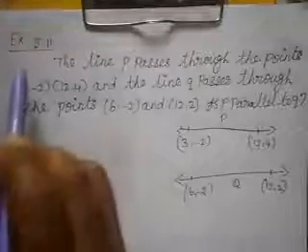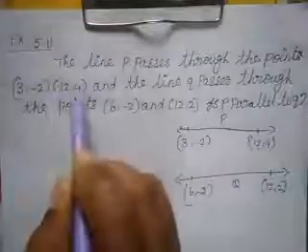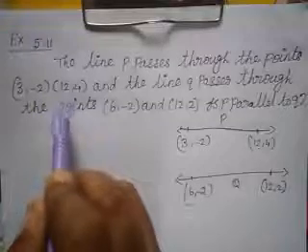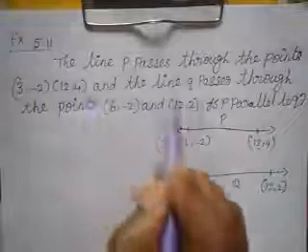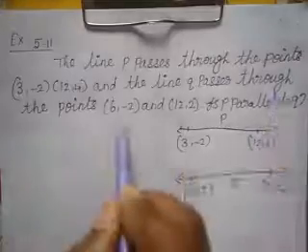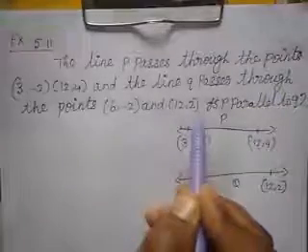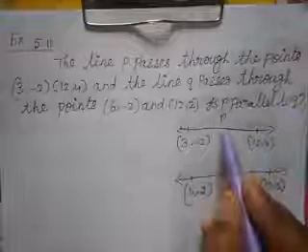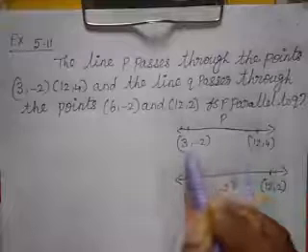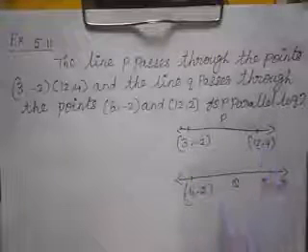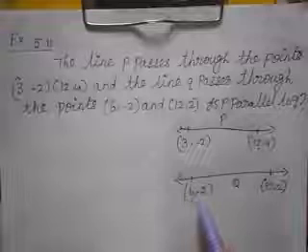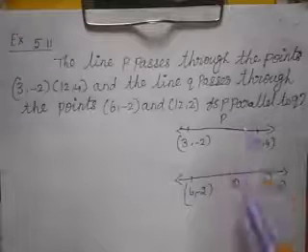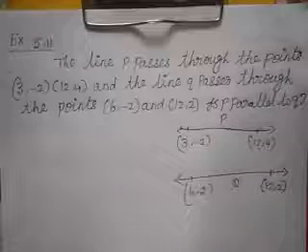The next sum is example 5.11. The line P passes through the points 3, minus 2 and 12, 4, and the line Q passes through the points 6, minus 2 and 12, 2. Is P parallel to Q? The line P passes through the points 3, minus 2 and 12, 4. Q passes through the points 6, minus 2 and 12, 2. They are asking if the lines P and Q are parallel or not.